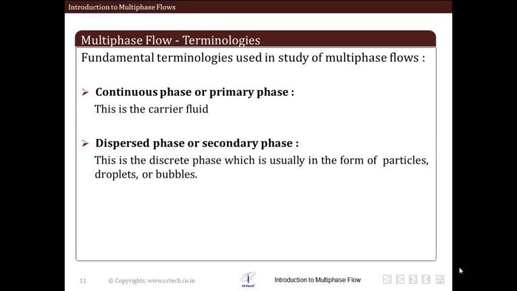This secondary phase may or may not have its distinct velocity field, which means it will sometimes follow the continuous phase, or it will sometimes have its own velocity field and affect the continuous phase flow.